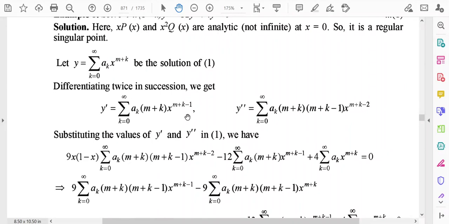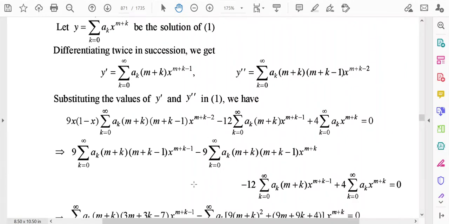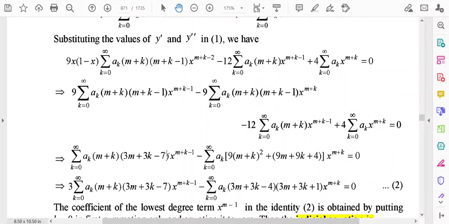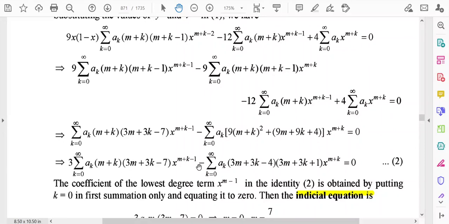Next, we have to substitute these values in the given differential equation. So after substitution, you are obtaining this equation. Then you have to simplify a little bit. After simplification, what you have to do is express this equation in different powers of x. So ultimately, after simplification, this is the simplified expression. That is, in the first expression, the power of x is m plus k minus 1, and in the second expression, the power of x is x to the power m plus k.